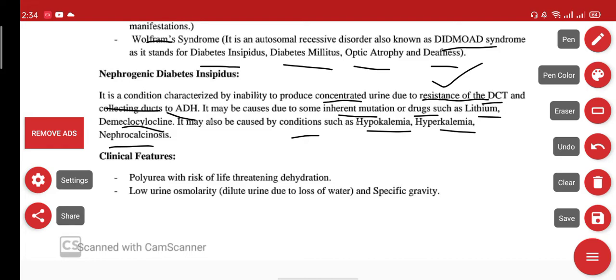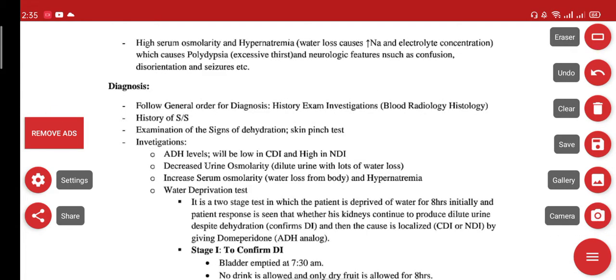Now the clinical features of diabetes insipidus. Since antidiuretic hormone is absent, you will have frequent urination, called polyuria, and since you are losing a lot of water, there is a risk of life-threatening dehydration. There is low urine osmolarity. Due to the dilute urine, you are losing a lot of water, and this dilution of urine is called low urine osmolarity. Urine specific gravity will also be low.